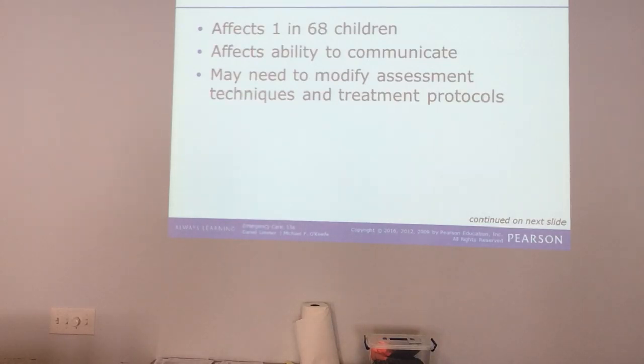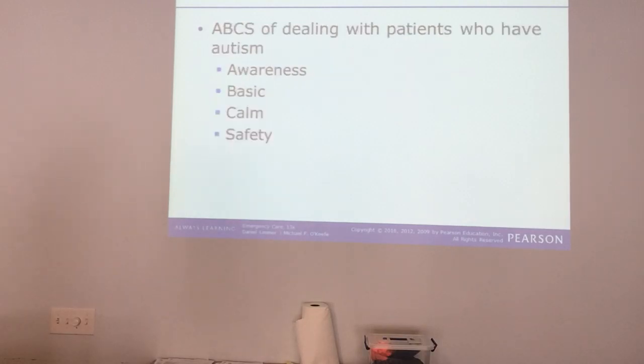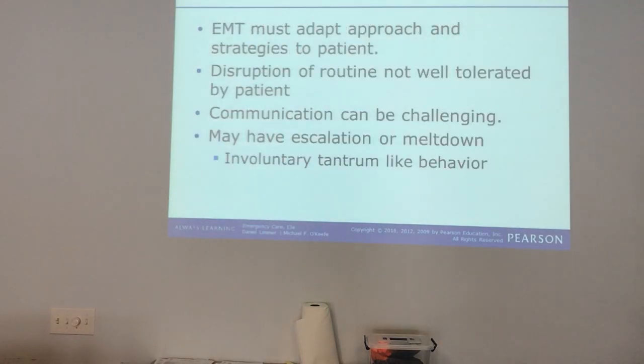Autism affects 1 in 68 children. Affects ability to communicate. May need to modify assessment techniques and treatment protocols. Very difficult sometimes. ABC is dealing with patients who have autism. We've got to have awareness. Stay very basic. Be calm and slow. And act safely. Sometimes these patients can be violent.